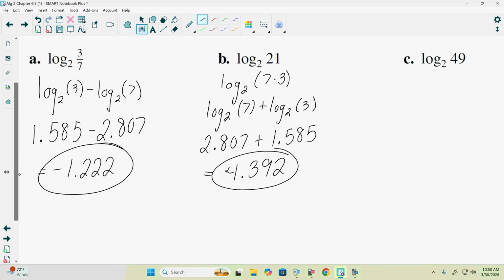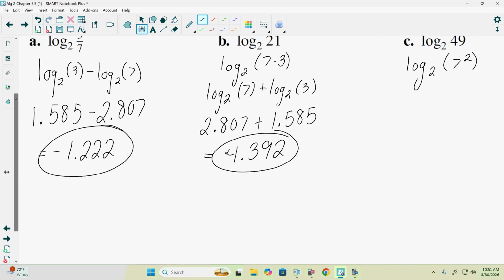Let's look at the last one here. How can we rewrite 49 using multiplication, division, or powers with 3 or 7? 7 times 7 is 49, or 7 squared if we want to use exponents, because 7 times 7 is indeed 49. And according to our power property, we can take that exponent and move it to the front, which is telling us that we have 2 times log base 2 of 7.